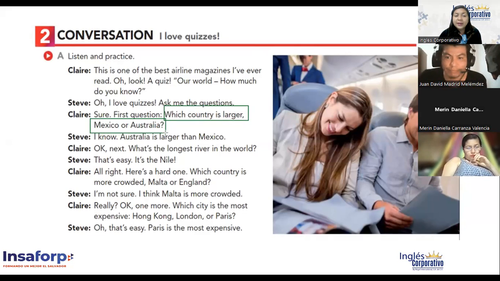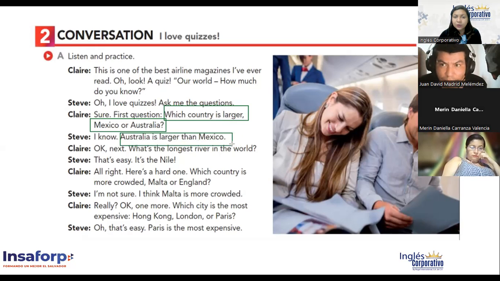Okay, when we use comparatives, we compare two things. Two, in this case, Mexico and Australia. Which country is larger, Mexico or Australia? Okay, we compare only two. And the answer is Australia is larger than Mexico. In the structure, we add ER to the adjective and we use than. Okay, Australia is larger than Mexico.